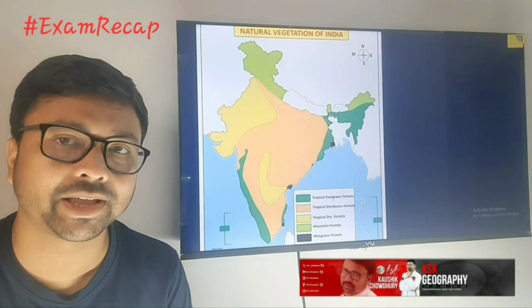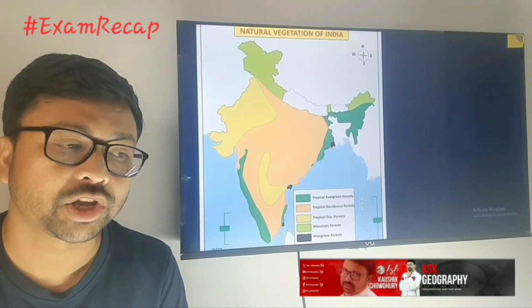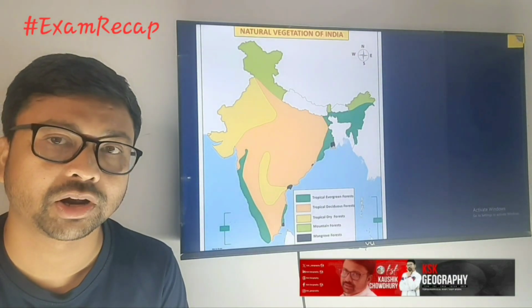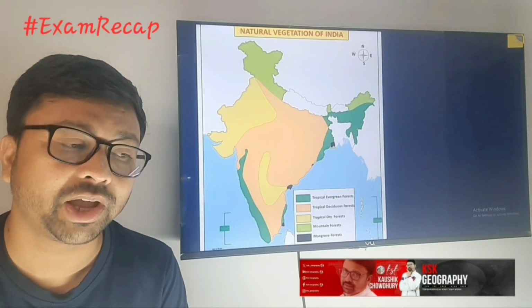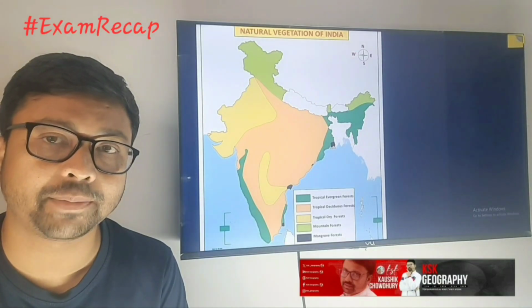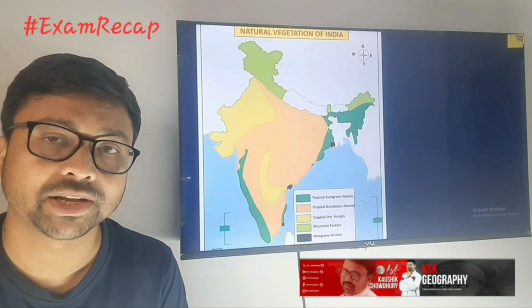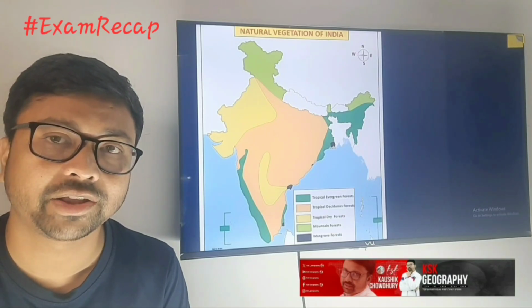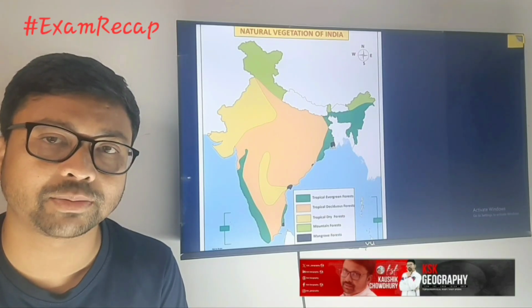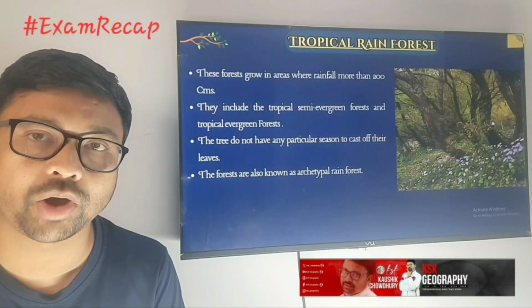Next, you can see here the natural vegetation distribution, the distribution of the types of natural forest in different parts of the world and different parts of India. As you know, India is a vast country. So here the climatic condition and physiographic condition vary from place to place. Depending on that, we are getting different varieties of natural vegetation in different parts of India. We will discuss those things one by one quickly.